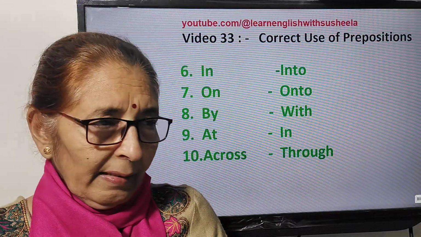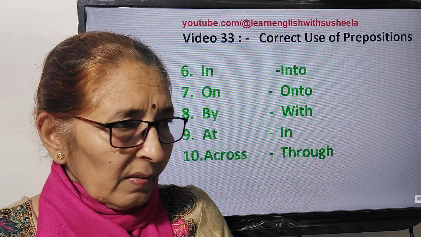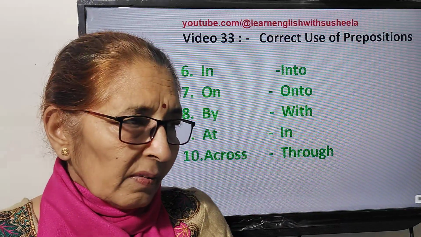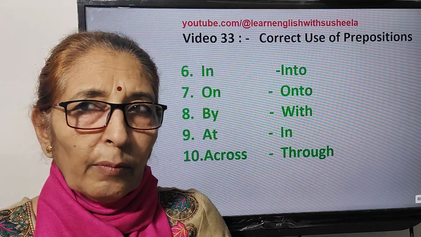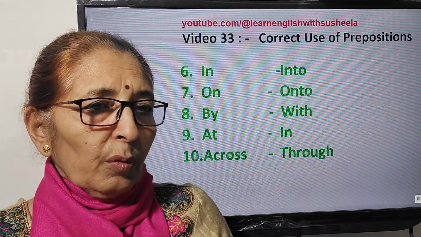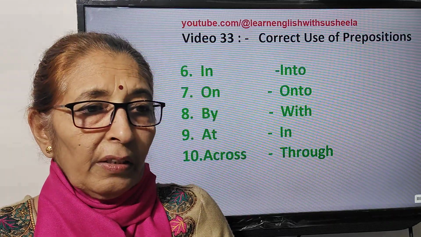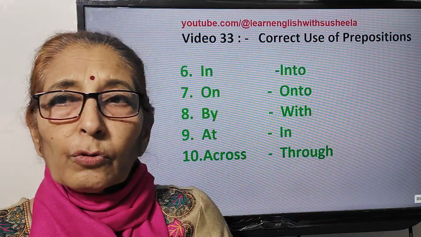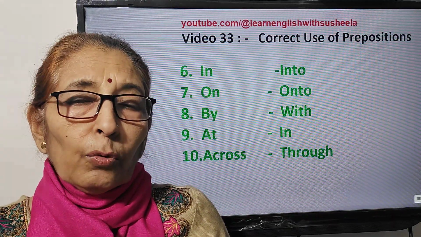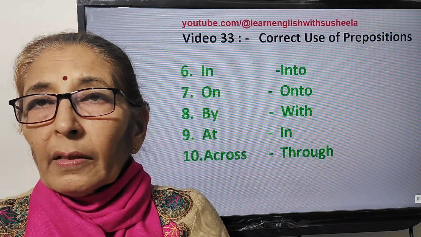Next, at and in. At is used with a small place and in is used with a big place. Just as he lives at Samaspur in Gurugram. Across and through. Across means touching both the sides but not in between. A bridge was built across the river. Through is used when we go through from the middle, just as we pass through the jungle.